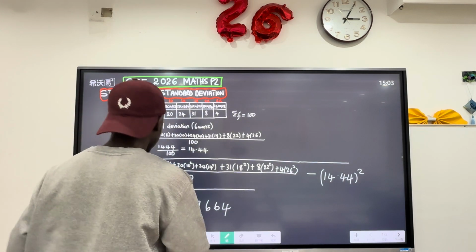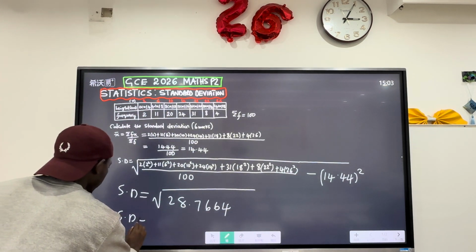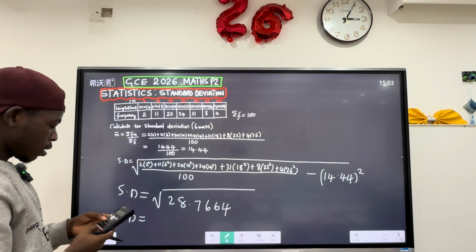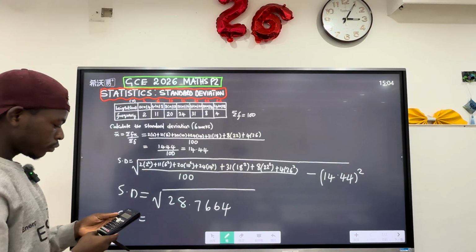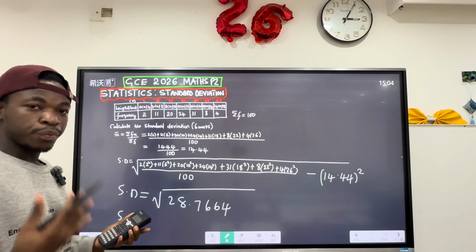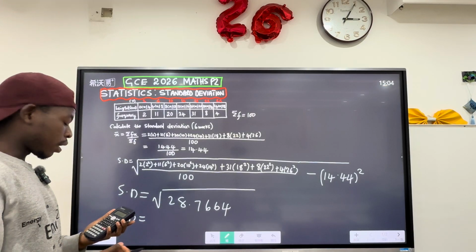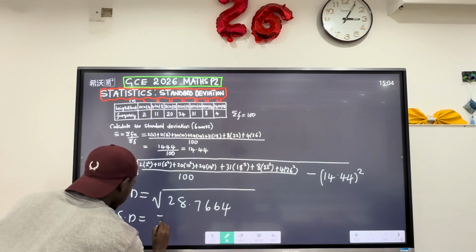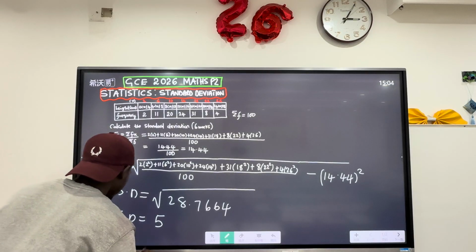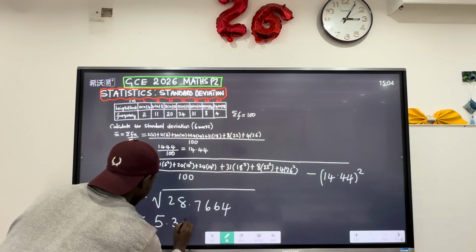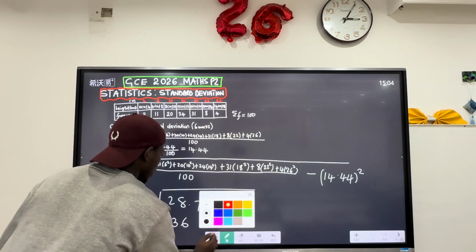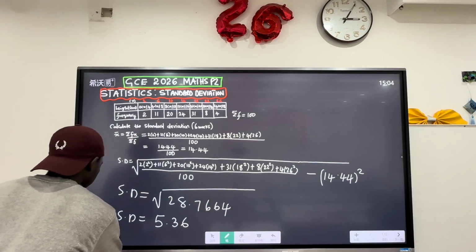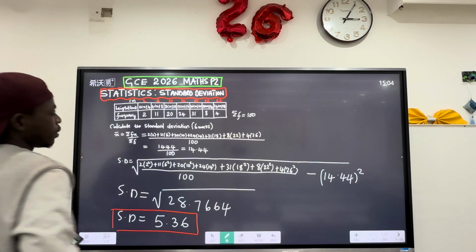Therefore, for our standard deviation, we find the square root of this value. Then you should report your answer correct to 3 significant figures. So my standard deviation correct to 3 significant figures is 5.36. So this is the answer, and that's how you'd find the standard deviation using the direct method.